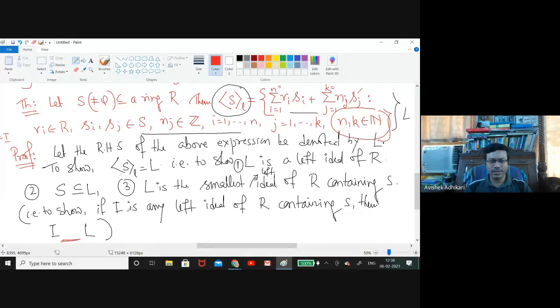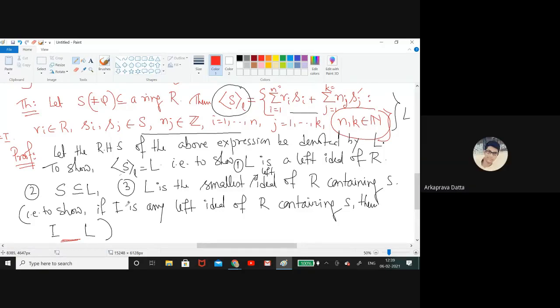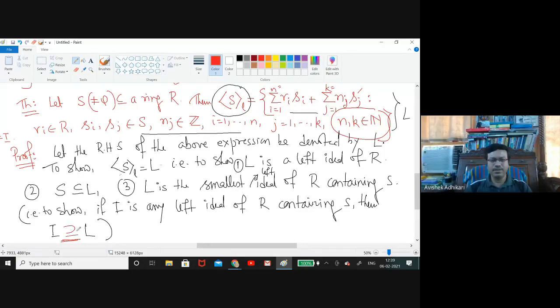What should I write to show that this is the smallest? I contains L. If I prove this, then we are done basically. Because I is an arbitrary ideal which contains S, and if I show that I always contains L, then L is the smallest ideal, because any ideal containing S can be shown to be greater than L. As a result, L is considered to be the smallest ideal containing S. So that's the basic idea, or the formal way of writing.